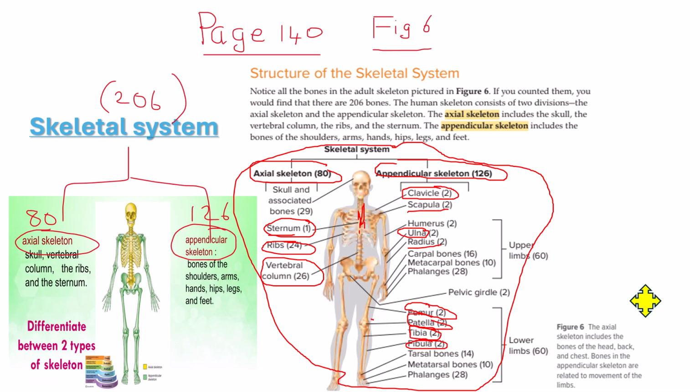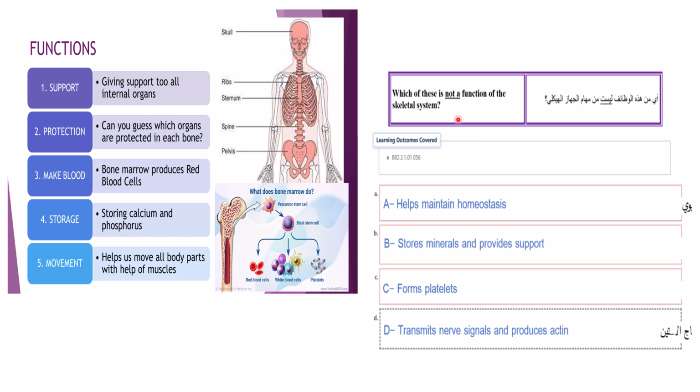They have to know which one is which, and maybe they will ask about the parts of the bones, and which part belongs to the axial skeleton or the appendicular skeleton. The question will be like, which of these is not a function of the skeletal system? You know the skeletal system has support, protection, making blood, storage, movement. Which is not one of these functions? Transmitting nerve signals and producing actin. That's not a function of the skeletal system.